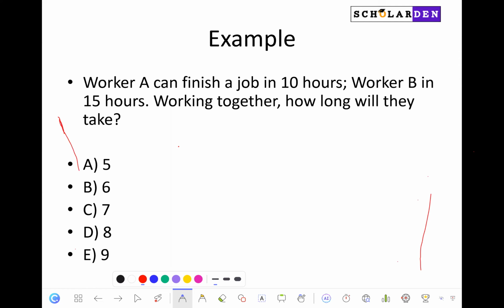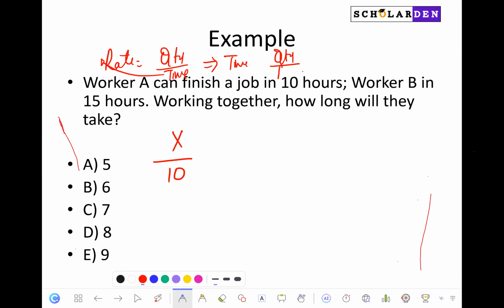Here's the thing. This is X by 10, so this is my rate. I'm just going to write this very quickly. My rate is equal to quantity over time. Because I'm supposed to find time over here, this implies that time is equal to quantity over rate.